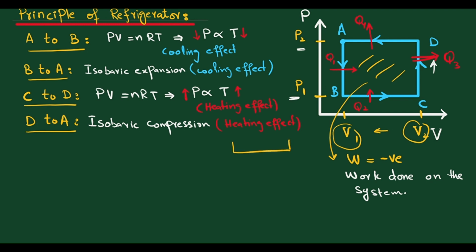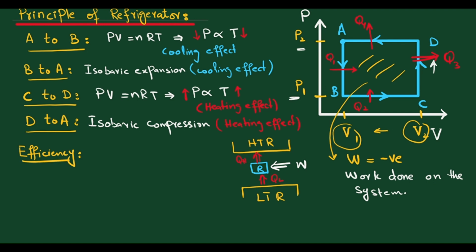Here is a high temperature reservoir and here is a low temperature reservoir, and at the low temperature reservoir there is a refrigerator working. Some heat QL is traveling from the low temperature reservoir to the high temperature reservoir, and due to this, work is done on the system. The arrow of work is onto the refrigerator, meaning onto the system. From this diagram we can calculate the efficiency of this refrigerator.